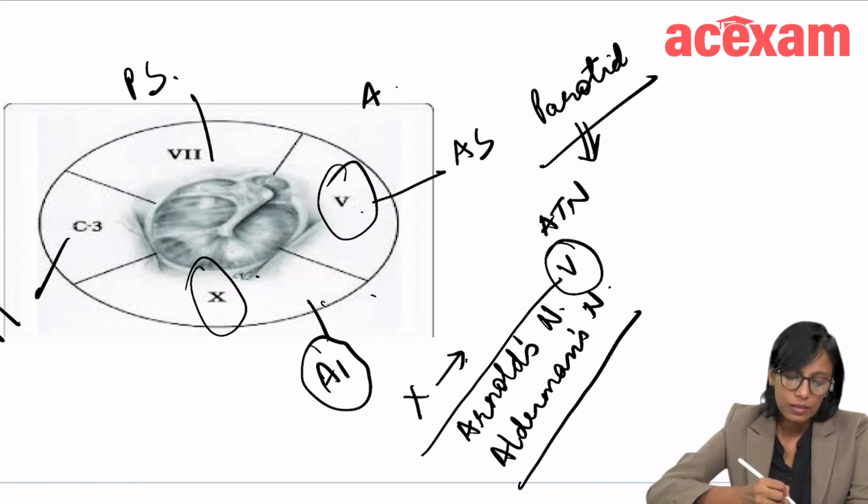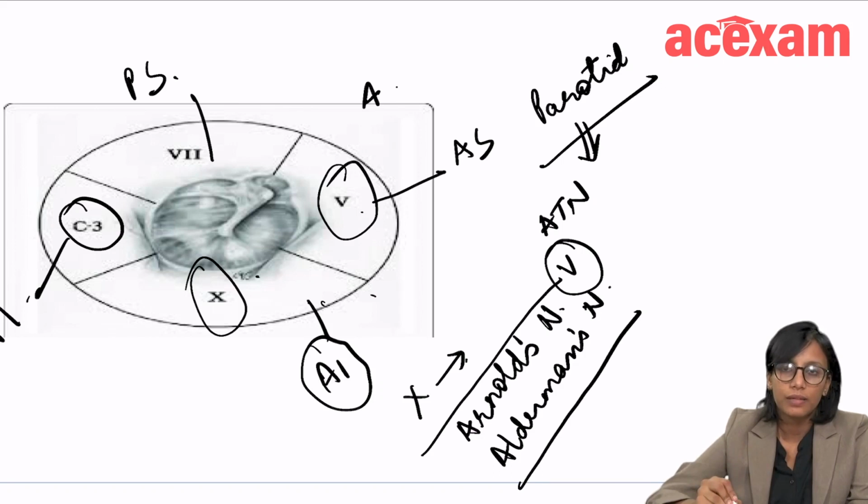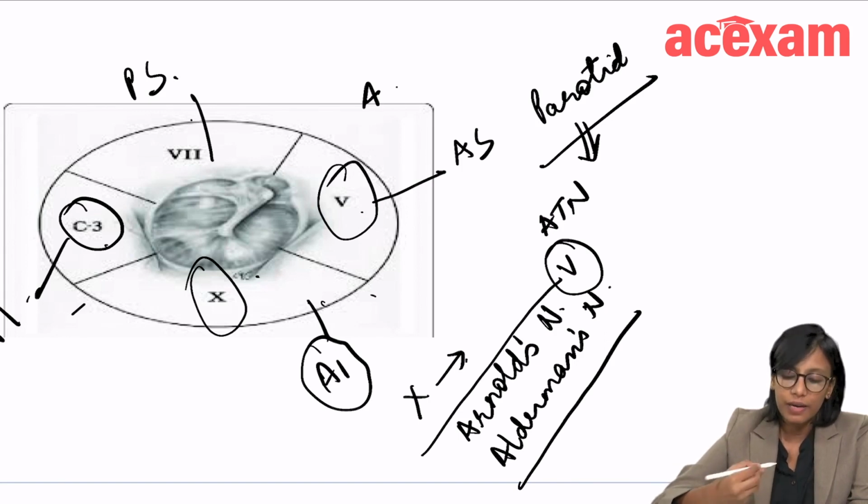Right. The postero-inferior part has its supply from the C3 nerve. Now we come to the postero-superior segment. The postero-superior segment gets its supply from the 7th nerve, or the facial nerve.